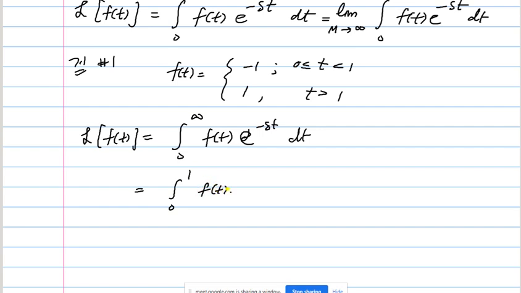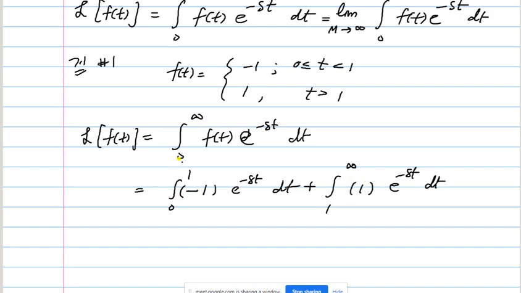I will write 0 to 1 dt plus 1 to infinity. We can break our interval. Why did we break it? Because between 0 and 1, my function is different. Between 0 and 1, my function is minus 1, and from 1 to infinity, my function is 1.